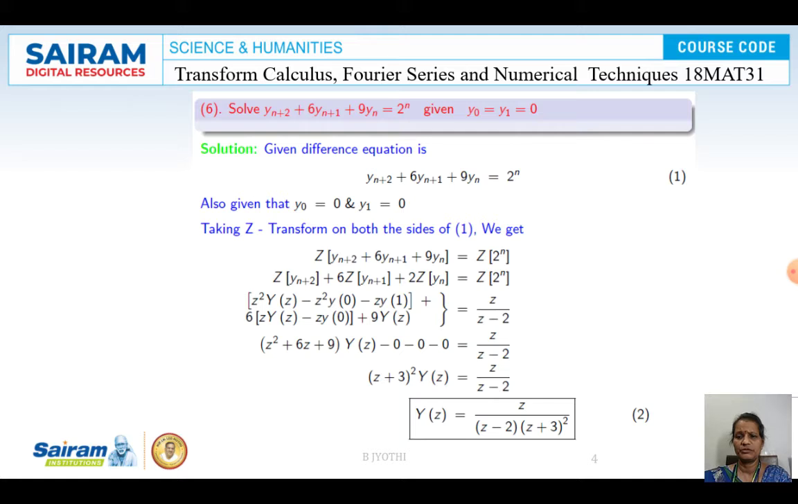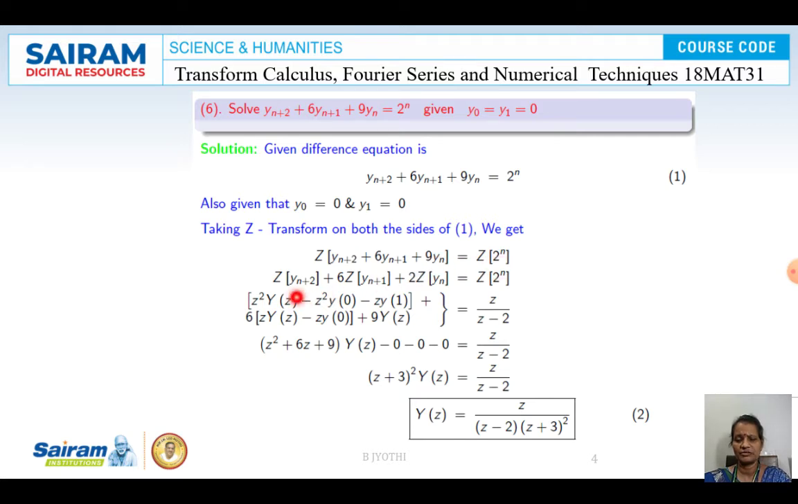Let us solve the problem. Solve y of n plus 2 plus 6y of n plus 1 plus 9y of n is equal to 2 power n, given y of 0 is equal to y of 1 is equal to 0. Let us consider the given difference equation and also the initial condition. Now taking the Z transform on both the sides of equation 1, we get Z transform of y of n plus 2 plus 6y of n plus 1 plus 9y of n is equal to Z transform of 2 power n.